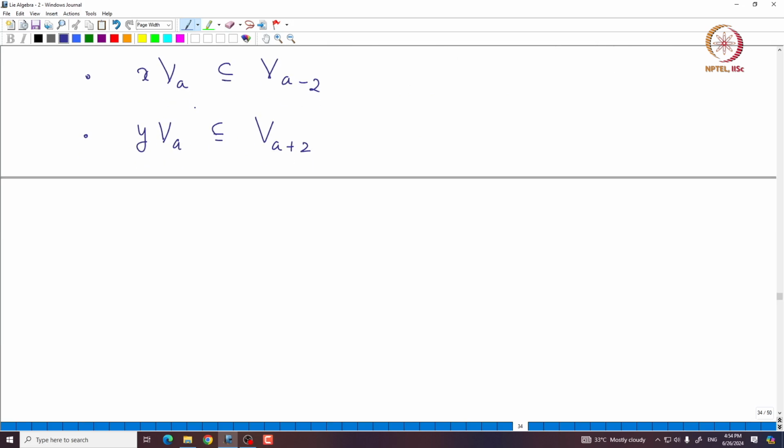Now, let us check this. Let us start with a vector v in V_A. If it is 0, then there is nothing to prove. Otherwise, we want to calculate what will happen to x v. We know there is this relationship between H and x: the bracket [H, x] is given by Hx minus xH, which is exactly equal to 2x.